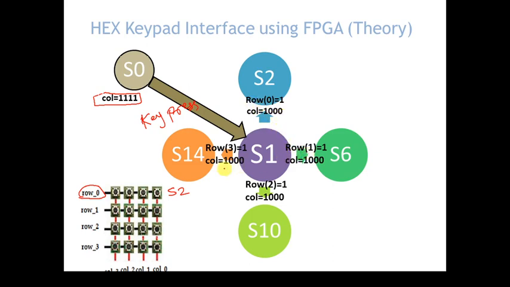If row of 1 means this row is 1, then we have to go to the S6 state. So these are the states I am going to declare in the VHDL program. If this is also not 1, then we have to go and check row 2. If it is 1, then we have to go for S10 state, and if row of 3 is 1, we have to go to the S14 state.